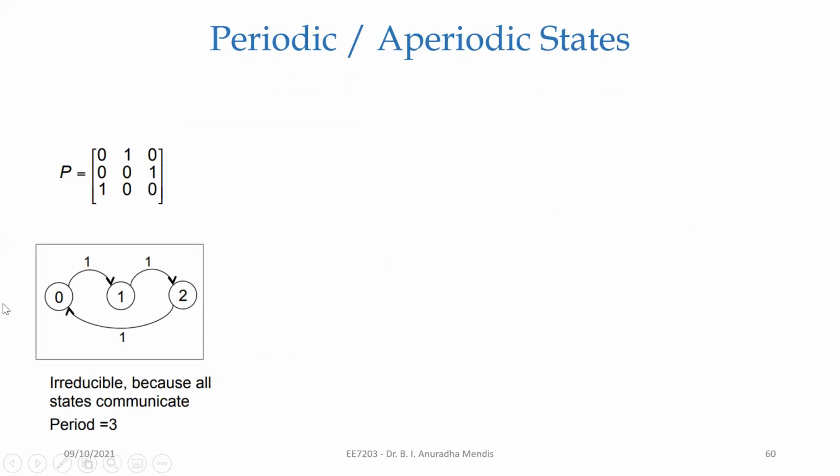Periodic means actually periodically coming to the states. There is a pattern. All the states are periodic, but they are irreducible, because all of them communicate with each other. Only one communication class is there, so this is irreducible because all states communicate, but the periodicity equals 3. So this is a periodic Markov chain.